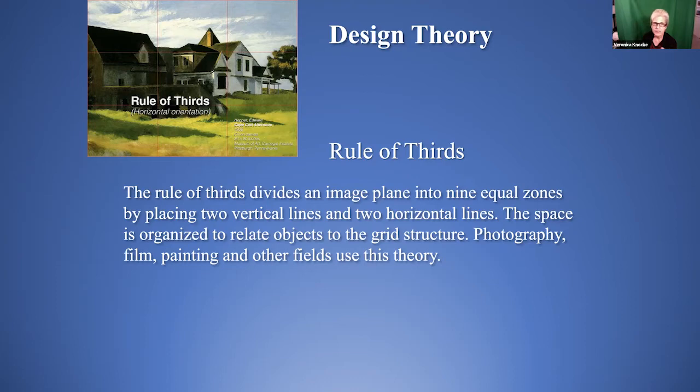Now here you can see Edward Hopper's image of the Cape Cod afternoon, and you can see that there's a grid structure to the way that the houses and the ground and the sky are laid out. There's a certain area where things occur that pretty much lines up with those areas of space.